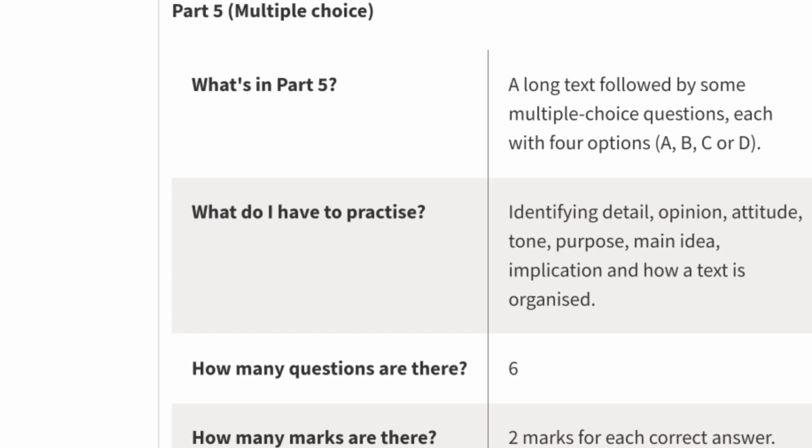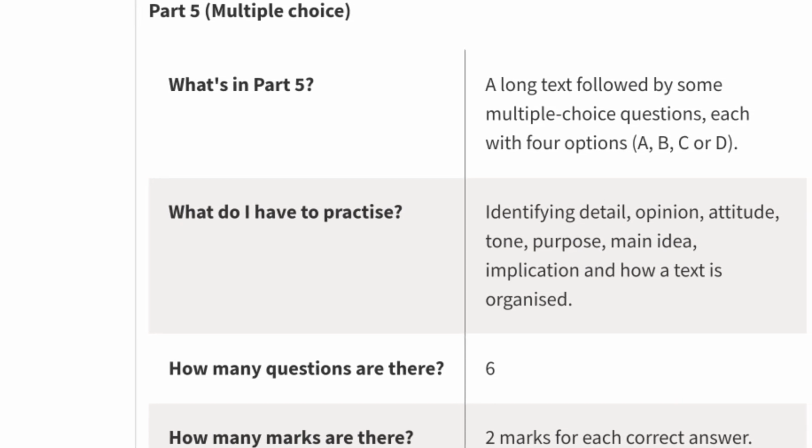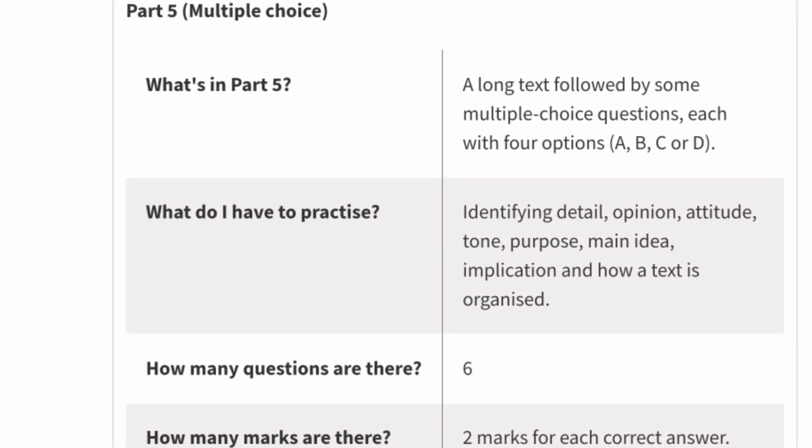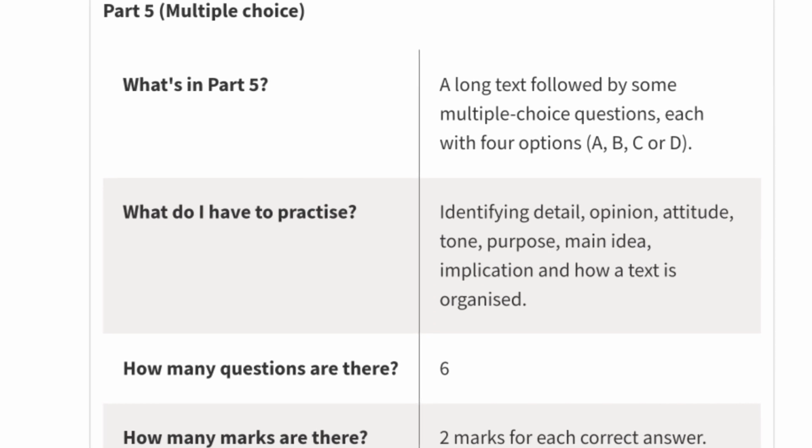What is part 5? It's called the multiple choice reading task. So basically you have a long text followed by 6 multiple choice questions. Multiple choice meaning there are A, B, C, D, 4 choices from which you have to choose. And there are only 6 questions, but each correct answer is worth 2 marks. So even though this part of the exam takes quite a long time and there are only 6 questions, like in part 4, there are 2 marks awarded to each correct answer.